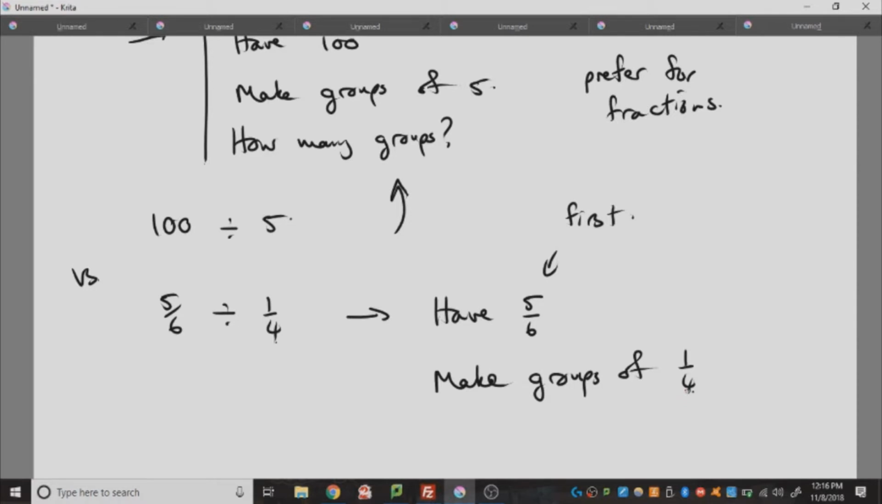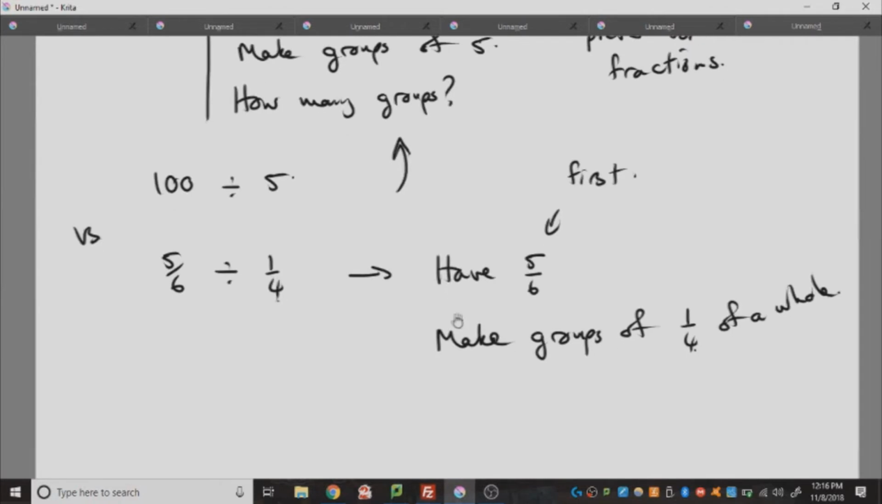There's a reason this is last. Of a whole. Is it how many groups of a whole, or is it how many groups of a quarter fit into what I have? Yeah, so not fit into a whole. No. Fit into 5/6. Yes. That's the next line.